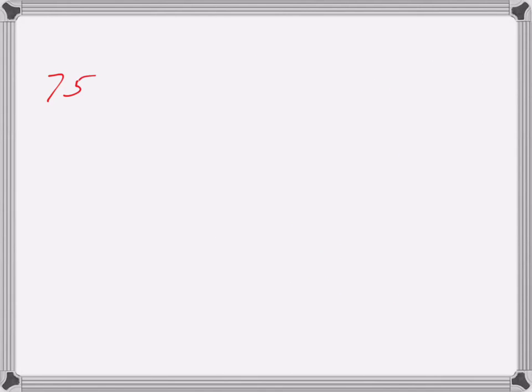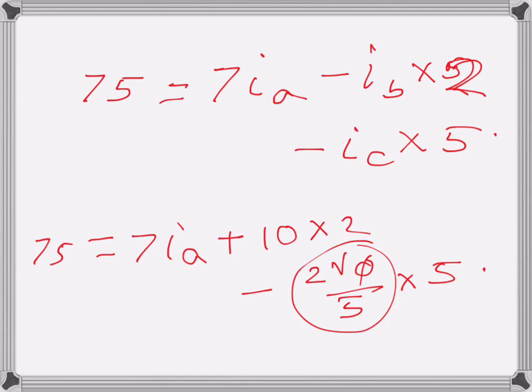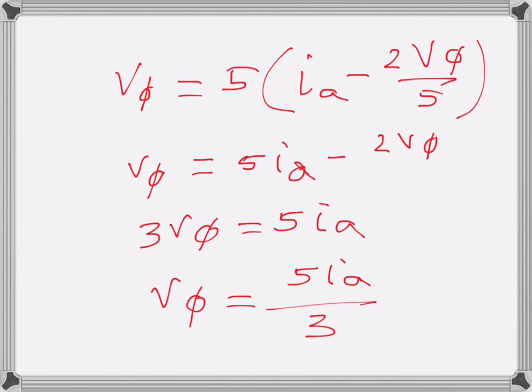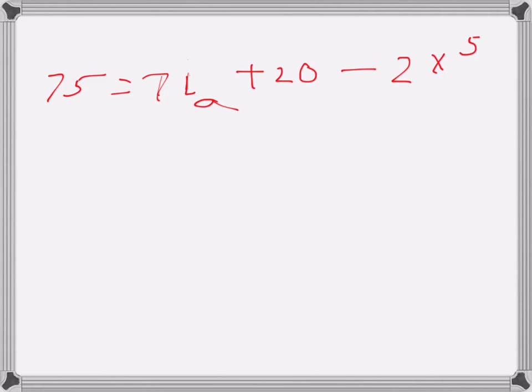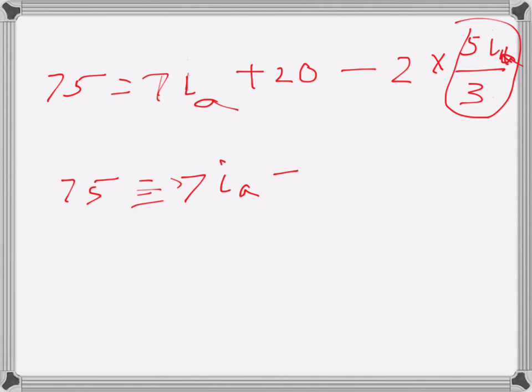So it's becoming 75 equals 7IA plus 20 minus, where the 5 and 5 get cancelled, so it will be 2V phi. Instead of V phi, I will write 2 times 5IA over 3, so I have written it in terms of IA. So now it's 75 equals 7IA plus 20 minus 10IA over 3.